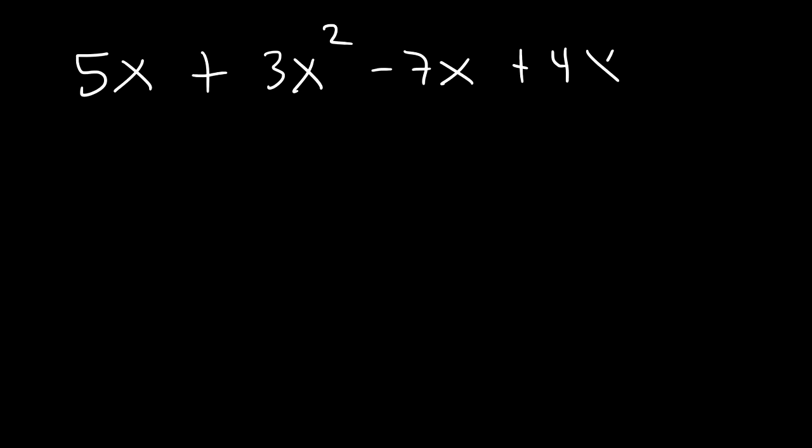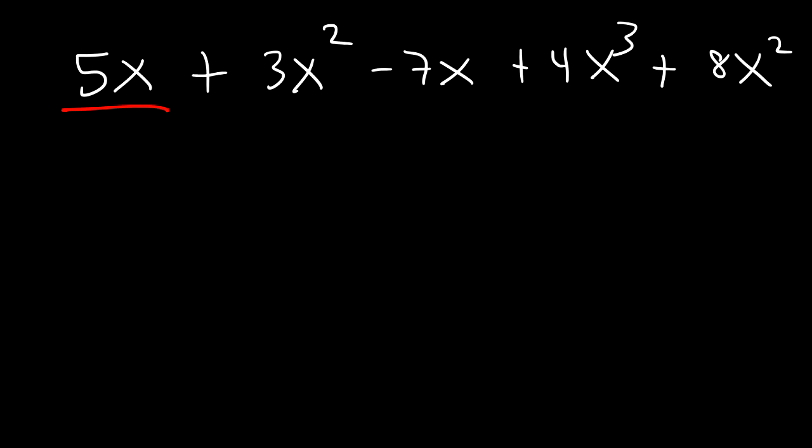Now, the next thing you need to understand is adding and subtracting like terms. For example, let's say you want to simplify this expression: 5x plus 3x squared minus 7x plus 4x cubed plus 8x squared. Now, you can't add 5x and 3x squared. They're not like terms. X and x squared are completely different.